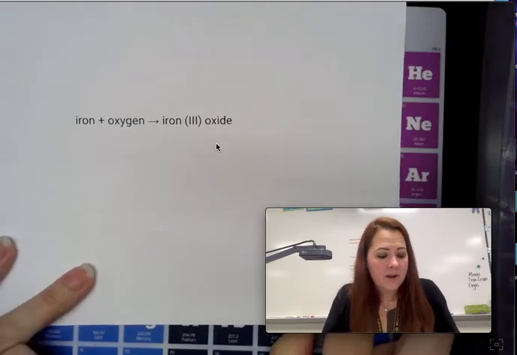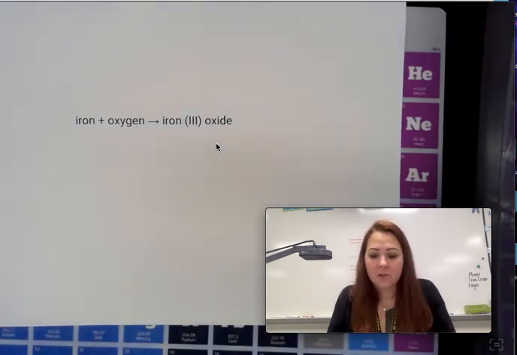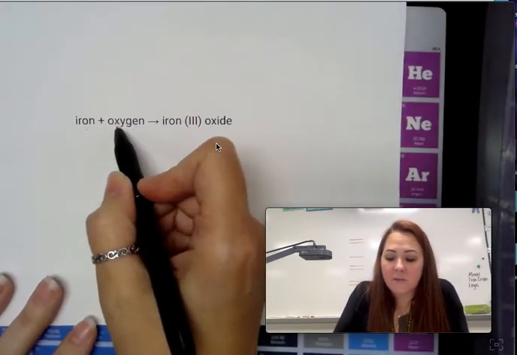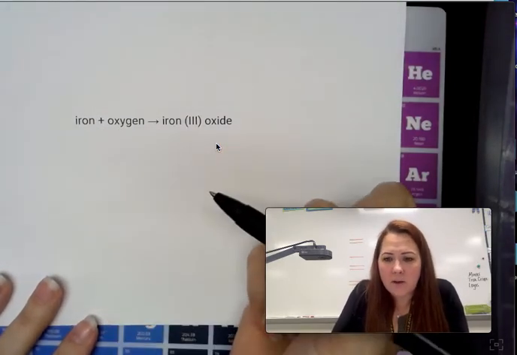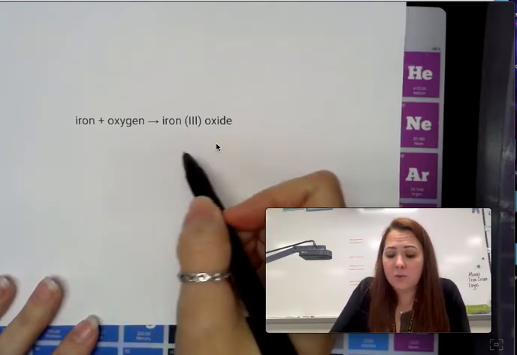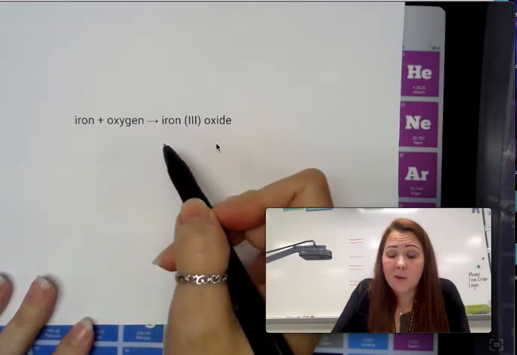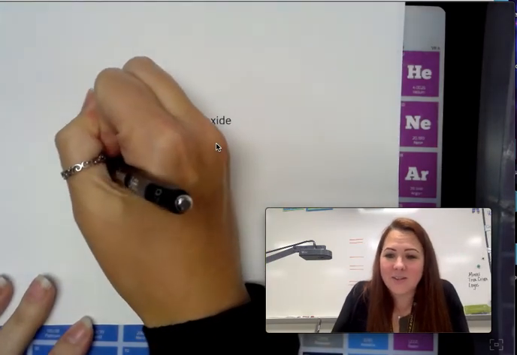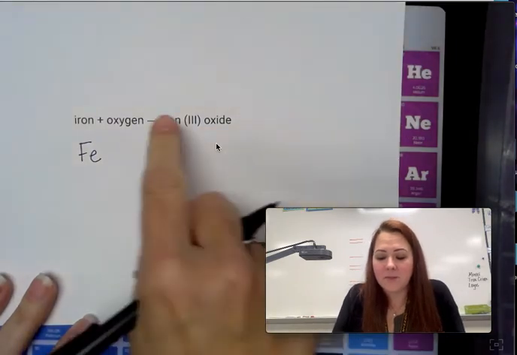Now the next one that I have here, it says iron plus oxygen. Now this one is another word problem because they're writing out the names instead of the formulas, but this is a shortened method on how to write them out. If you ever have to write one out, you just want to put the plus and the arrow, I am good with that. I say it over and over, chemists are lazy. We want to write things as quickly as possible, so this is the easiest shortcut for that.